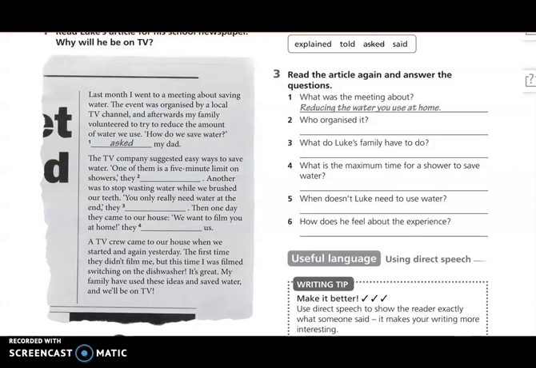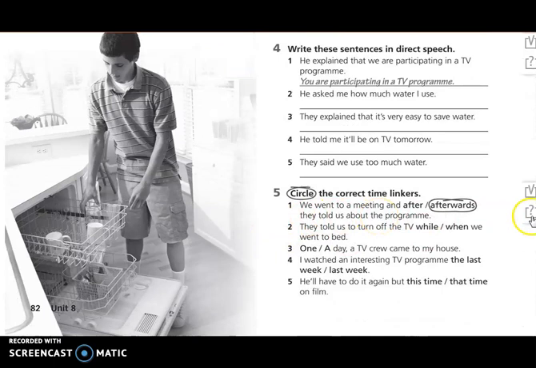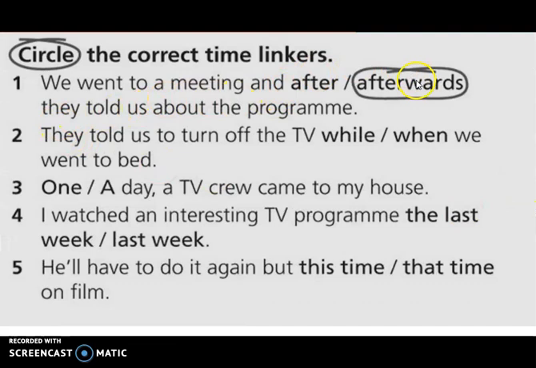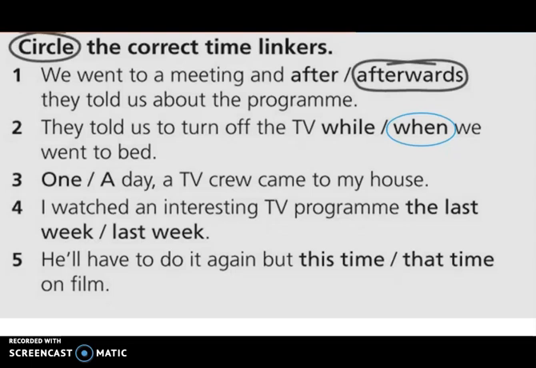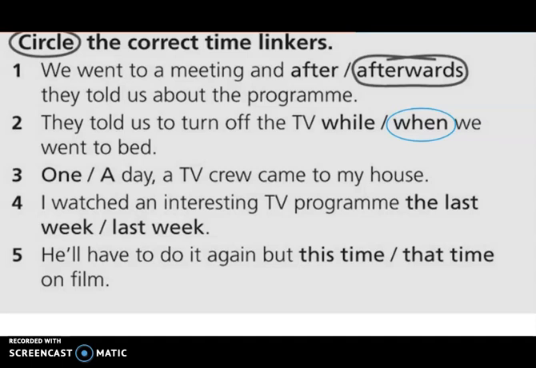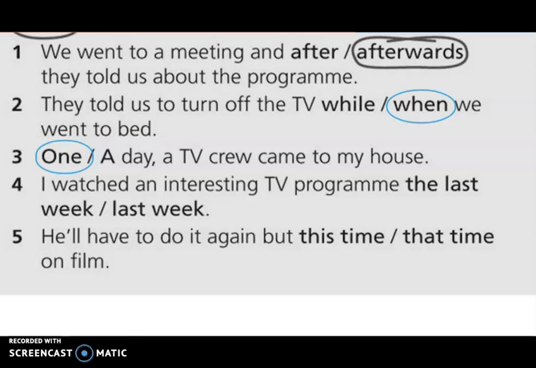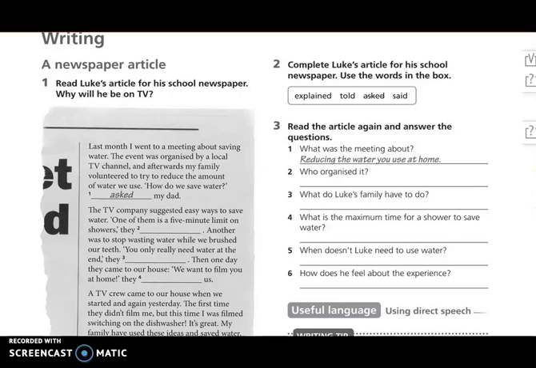Exercise number five. Here we have to circle the correct time linkers. Number one, we went to a meeting and afterwards they told us about the program. Number two, they told us to turn off the TV when we went to bed. We use while with past or present continuous. Number three, one day a TV crew came to my house. You have to complete number four and five in the same way. Please turn the next page.